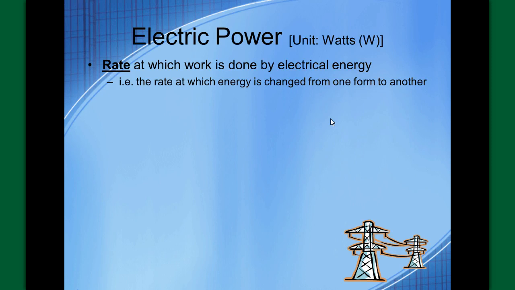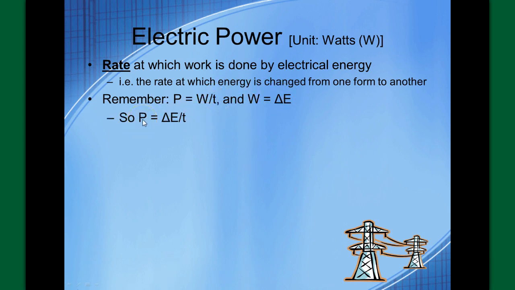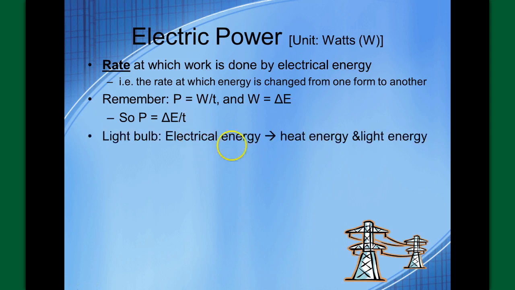But remember that we talked about power before, and the equation for power is work divided by time. How much work is done per unit time. We talked about this equation already. Since work is a change in energy, we can simply substitute this in here for work. So electrical power is how much energy is changed per unit time. Power in the electrical sense is change in energy divided by time. How much energy is being transferred per unit time. And so an example, again, a light bulb converts electrical energy to heat and light. The question is, how fast does that happen?